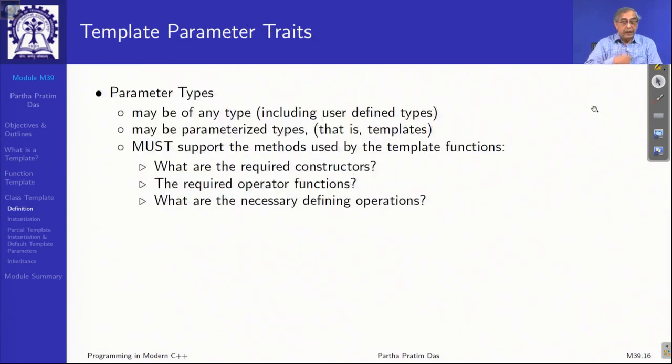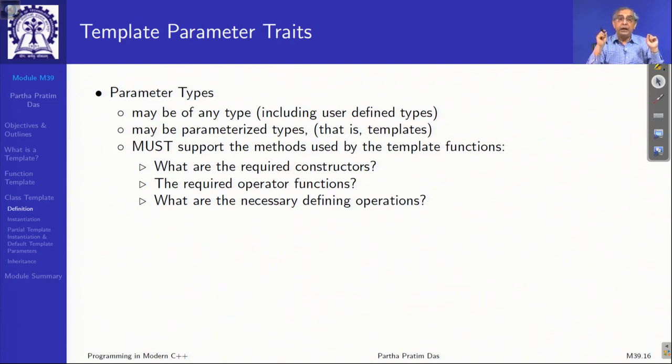So, I already talked about the parameter traits. Parameter types may be of any type, including user defined types. It could be a complex type of stack or a person type of stack and so on. They themselves may be parameterized types, that is, T itself could be a template, that is possible. And it must support the methods used by the template functions.